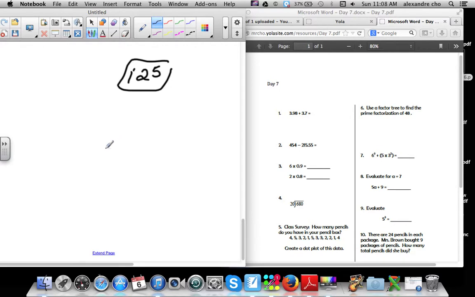There are 24 pencils in each package. He bought 9 packages, so 24 times 9. 36 goes 3 is 18. There are 216 pencils in total.